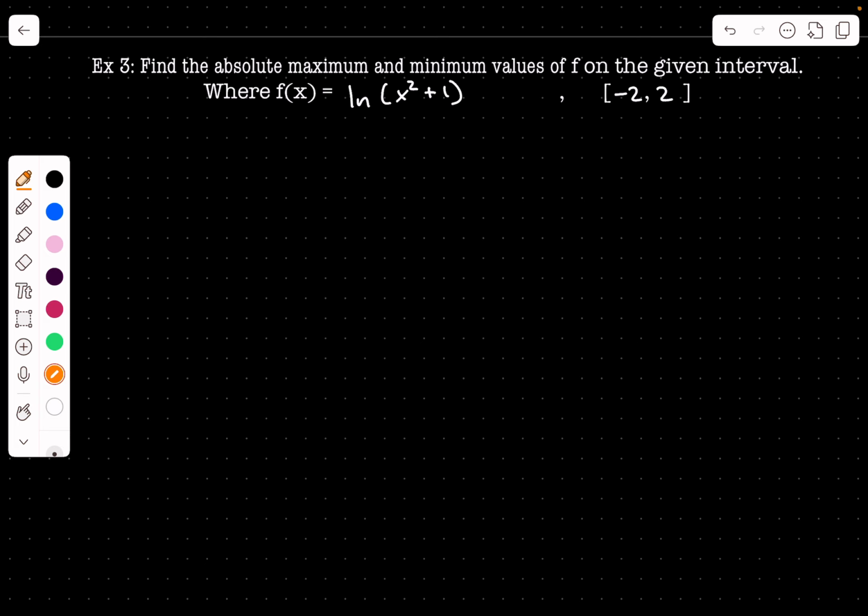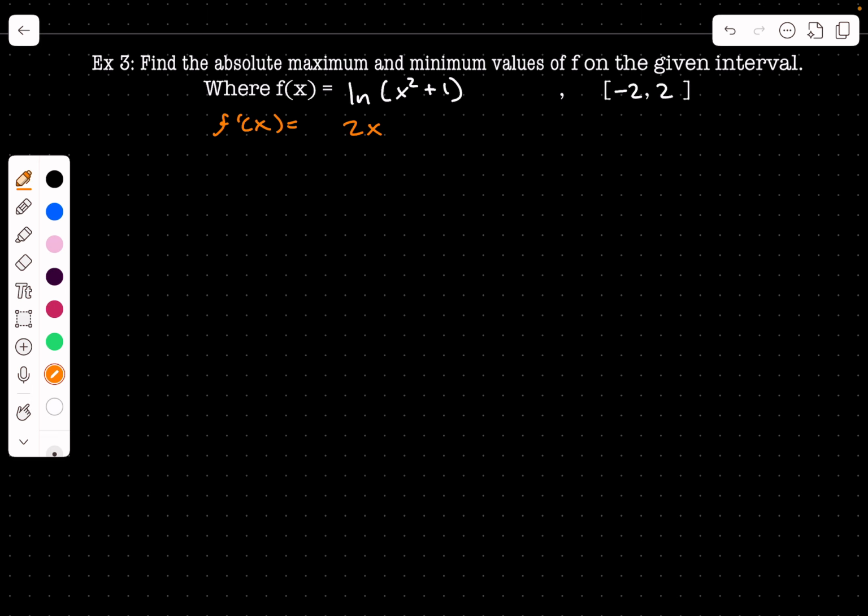So our first step, find the derivative. So this is just going to be u prime over u. So 2x over x squared plus 1.